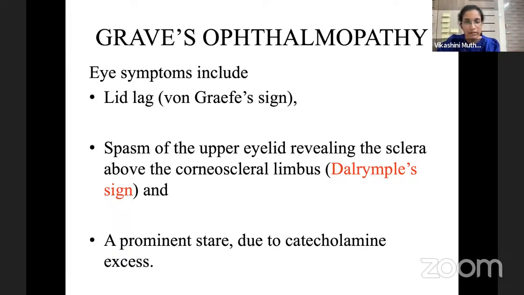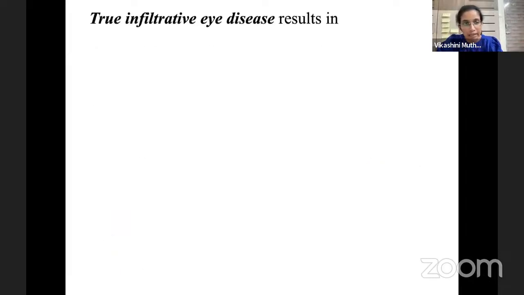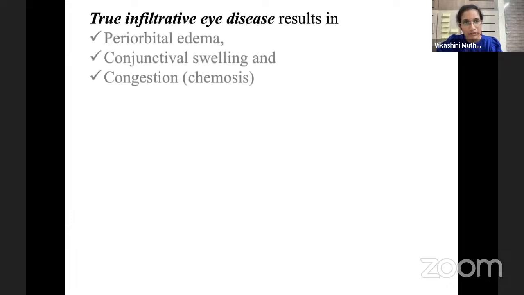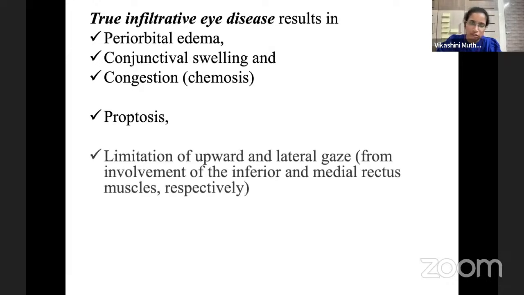Because of the hyperthyroidism that causes excess catecholamine release, there will be a prominent stare also. And in a true infiltrative eye disease, there is infiltration by all those inflammatory cells. So in a true inflammatory eye disease, there will be periorbital edema, conjunctival swelling, and congestion. That is chemosis. And there will be proptosis, and also sometimes there can be involvement of the ocular muscles, especially the inferior and medial rectus muscles.